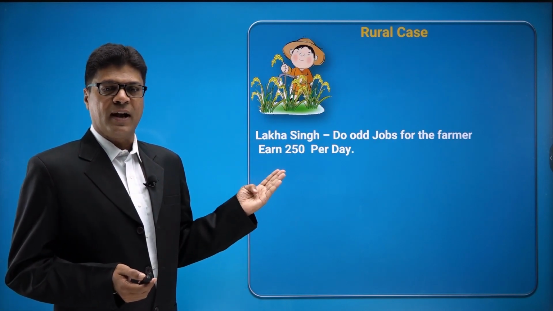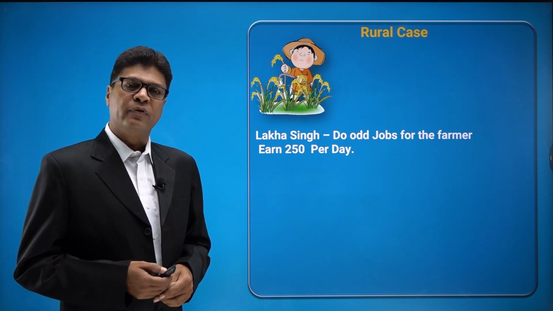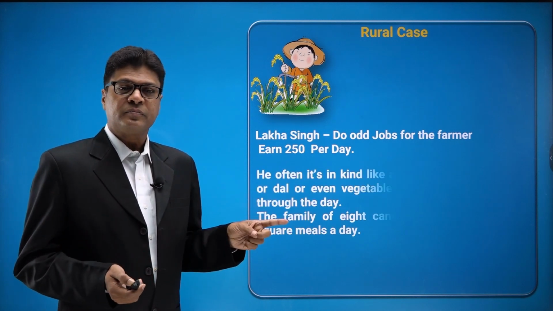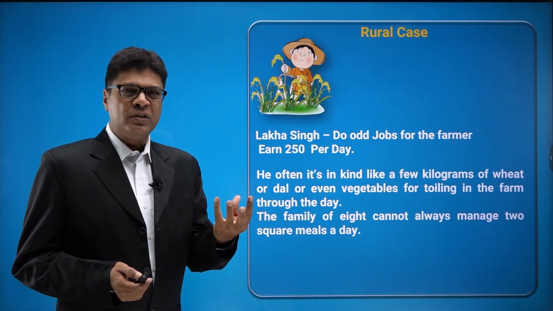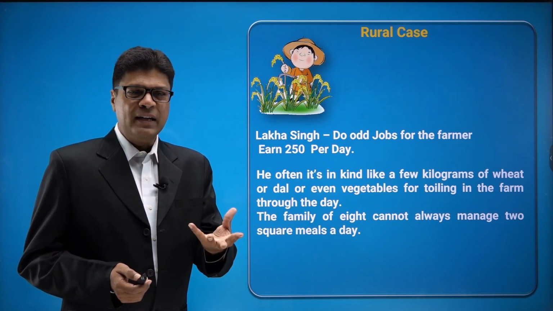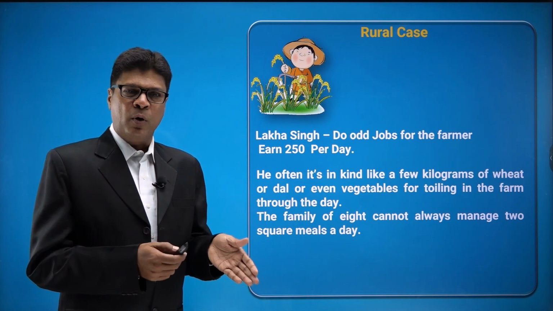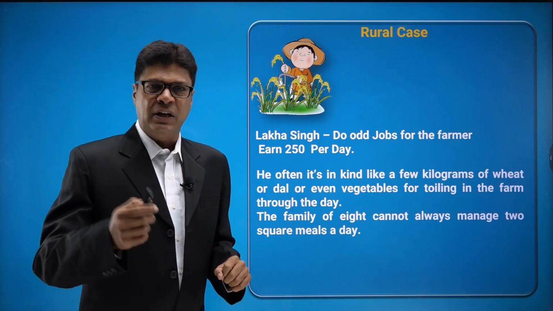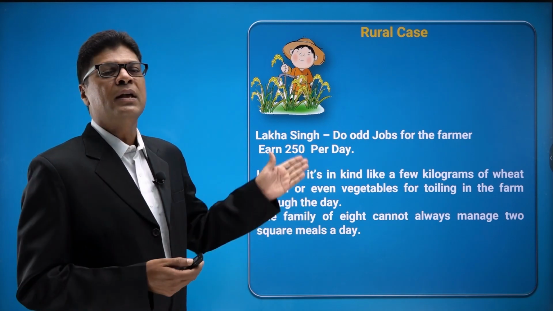Another example of Lakha Singh. Lakha Singh does odd jobs in the farms and earns rupees 250 per day. He is a landless farmer. Generally he gets something in kind, like dal, wheat and vegetables, for doing work. He does not always get the amount in cash, but sometimes in kind. भाई तुम आज दाल ले जाओ, आज तुम चावल ले जाओ, आज तुम ये सामान ले जाओ. Sometimes he got cash and sometimes he got in kind.